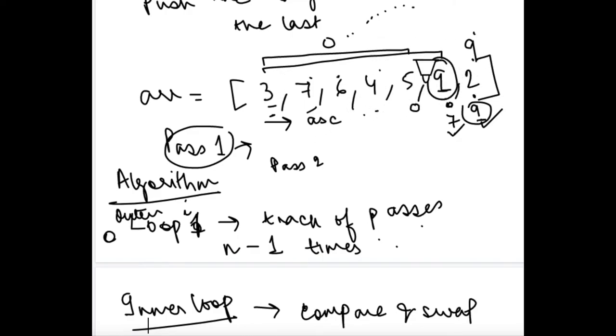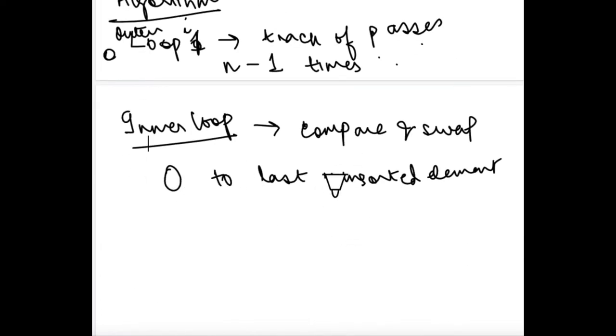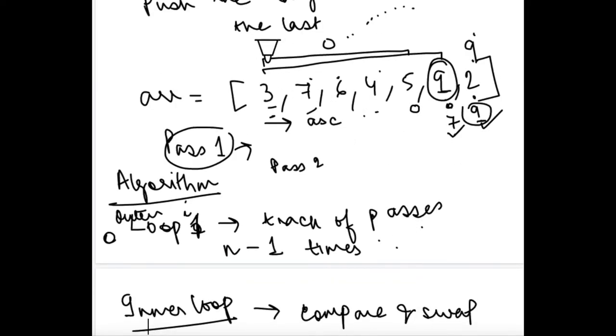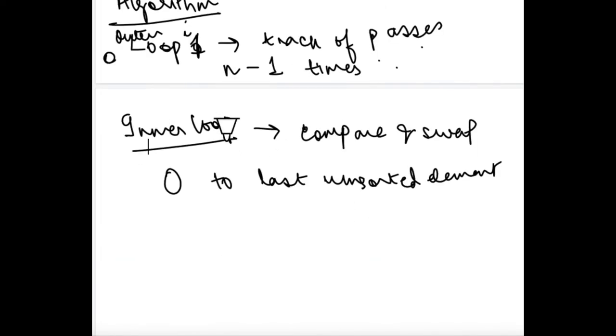Successively in every pass, I have to reduce my sorting space by one element from the back. That is why we are saying we have to move from 0 to the last unsorted element. So in the first pass, it should be from 3 to 9, like this space, then it should be from 3 to 5, then 3 to 4, like that. That is why the inner loop is running from 0 to the last unsorted element.